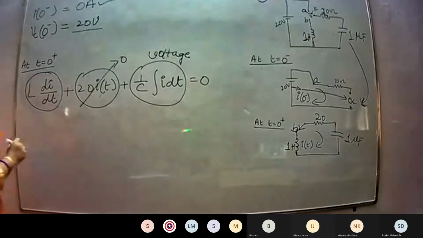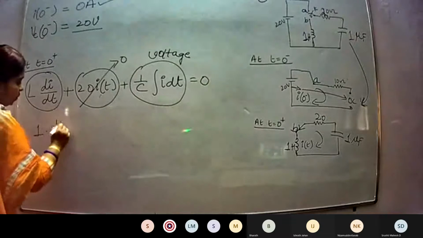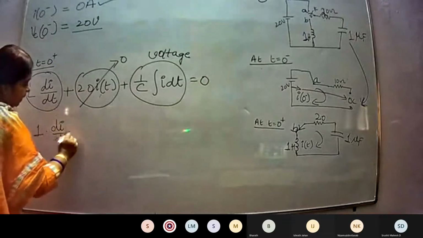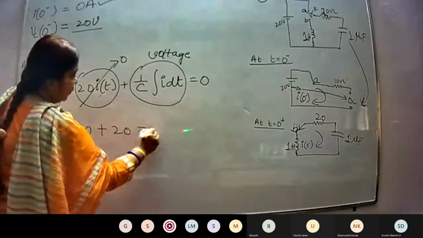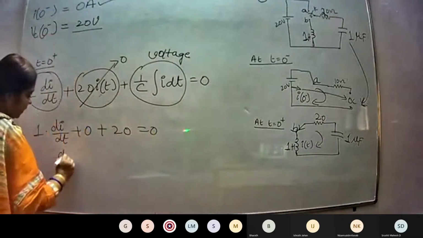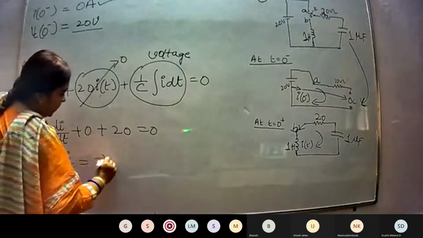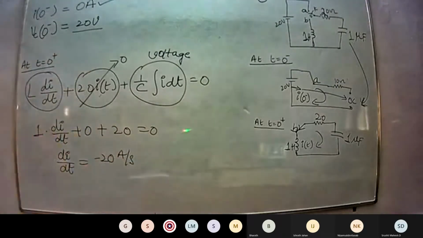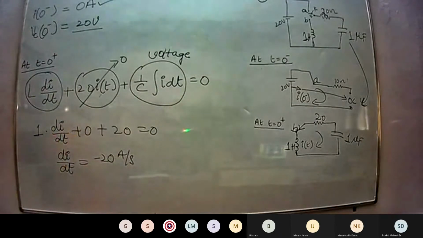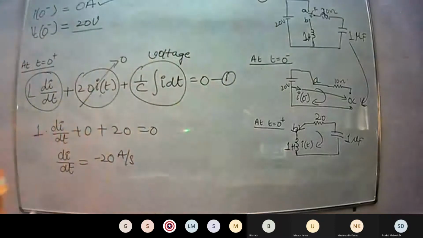So what we can write? How much is the inductor? The inductor is nothing but 1. So 1 into di by dt plus 0 plus 20 is equal to 0. Next, di by dt, that is the first derivative, is nothing but minus 20 ampere per second. So di by dt is minus 20 ampere per second. Call this equation 1.